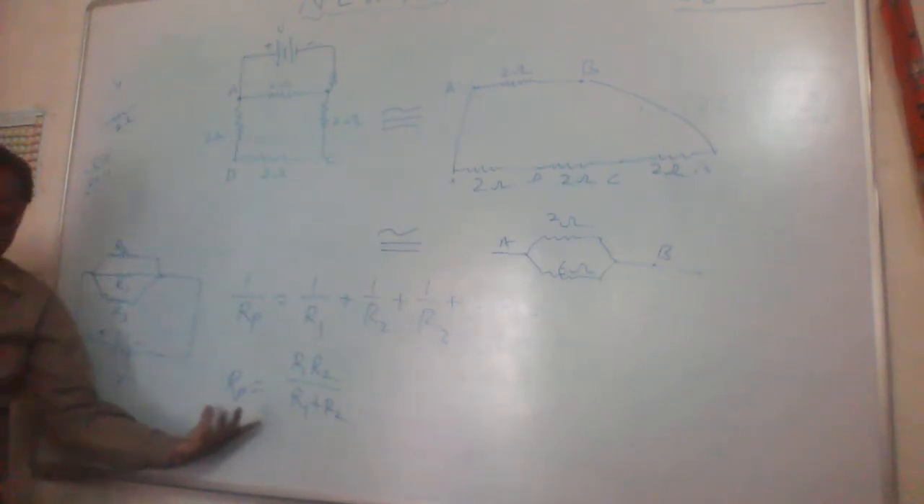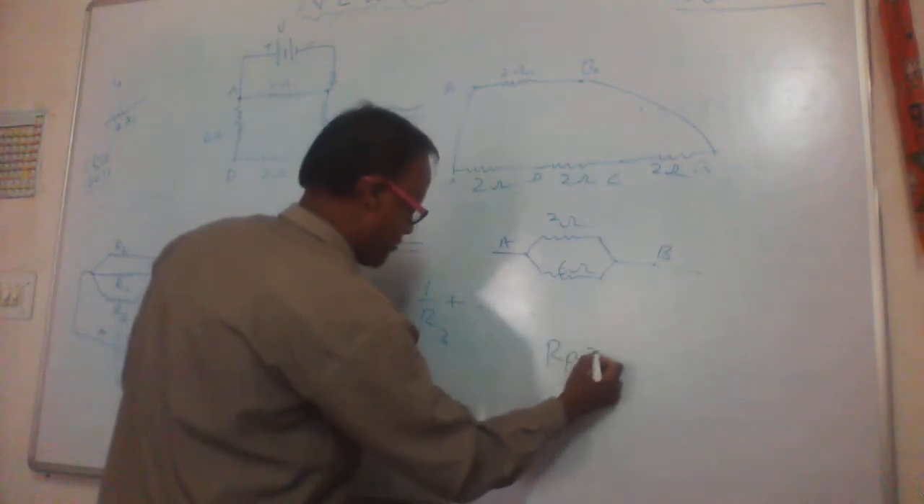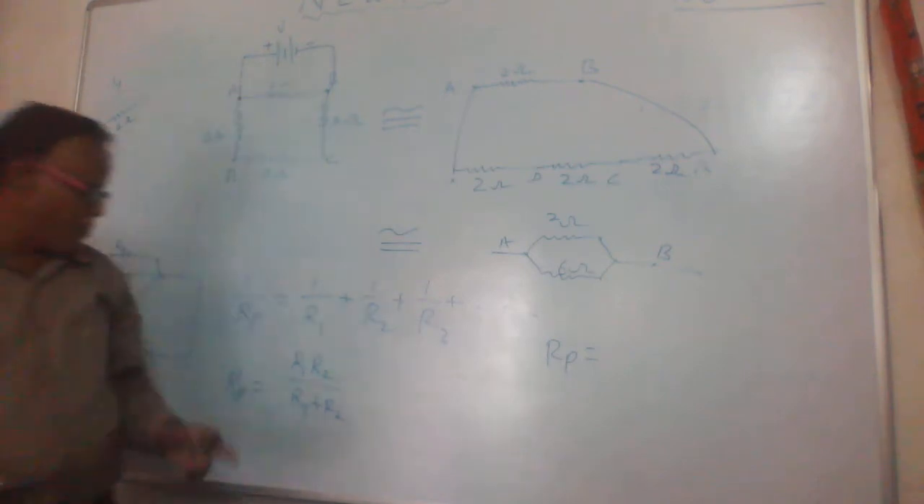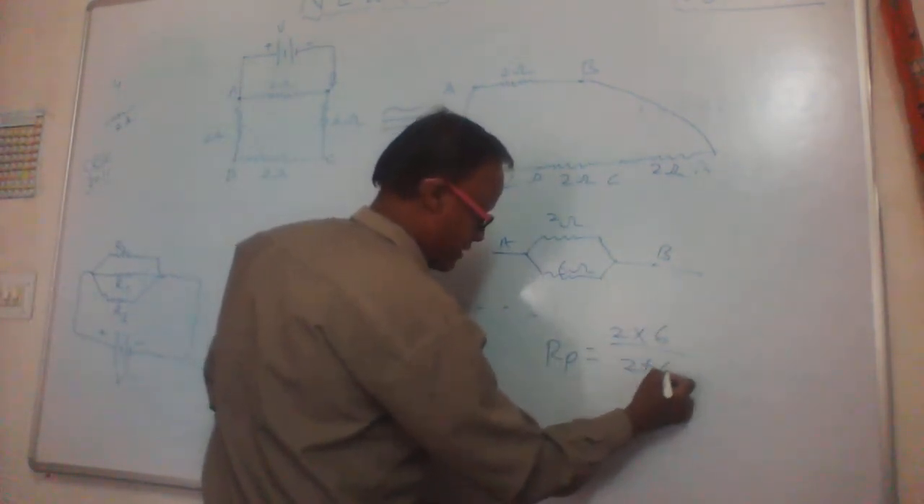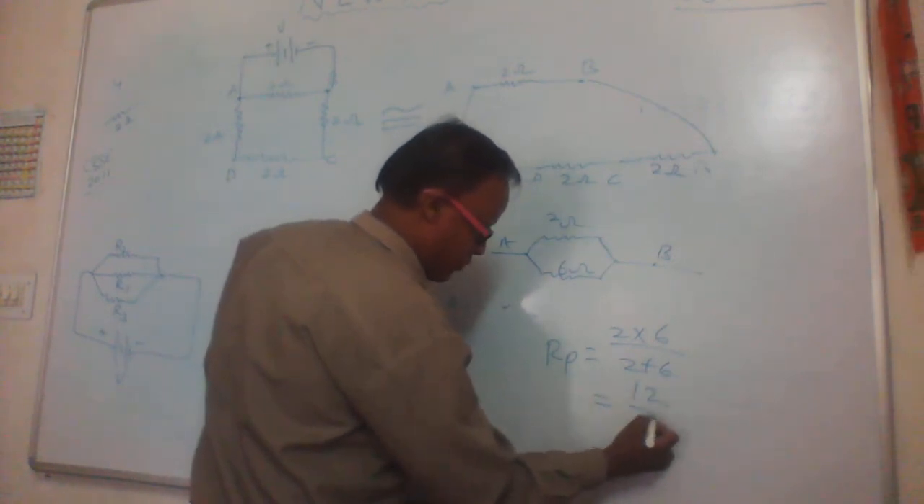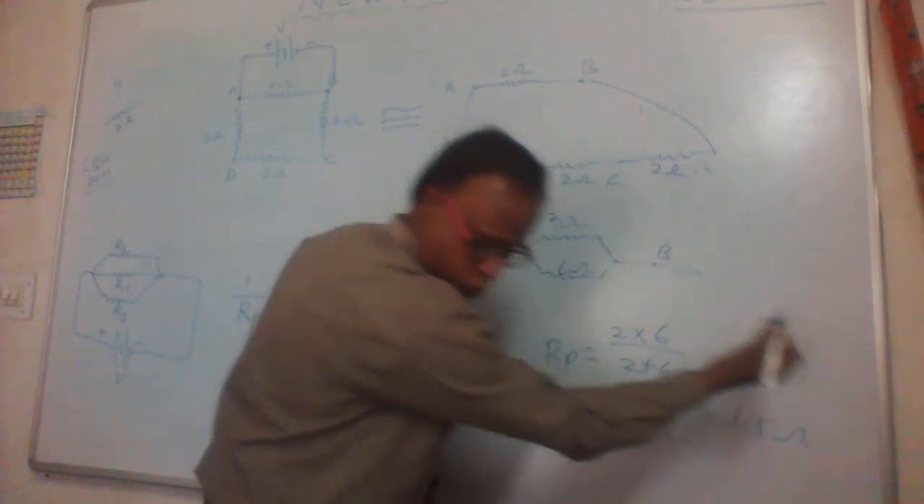Now we apply this formula. Rp is equal to R1 R2 upon R1 plus R2. So the effective resistance of the given combination at the two adjacent points is 2 into 6 upon 2 plus 6, which is equal to 12 upon 8. 4 into 3 is 12, 4 into 2 is 8, so it equals 1.5 ohm.